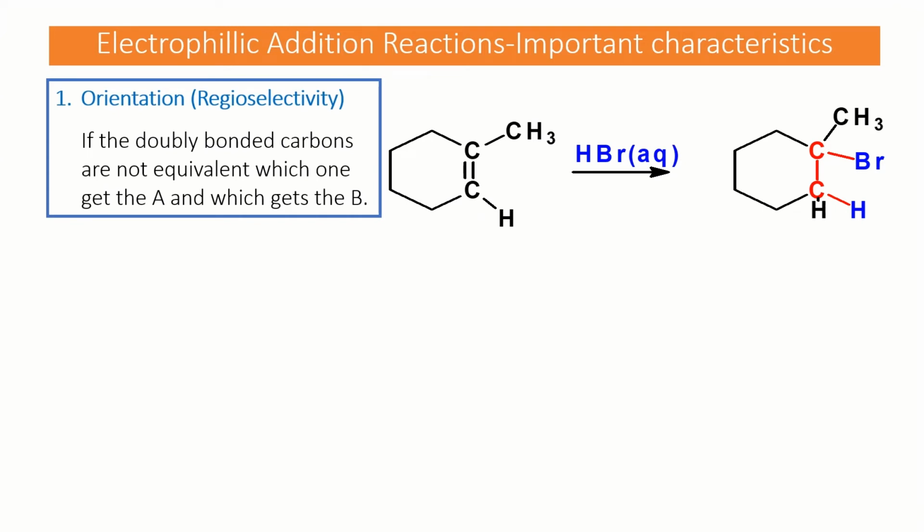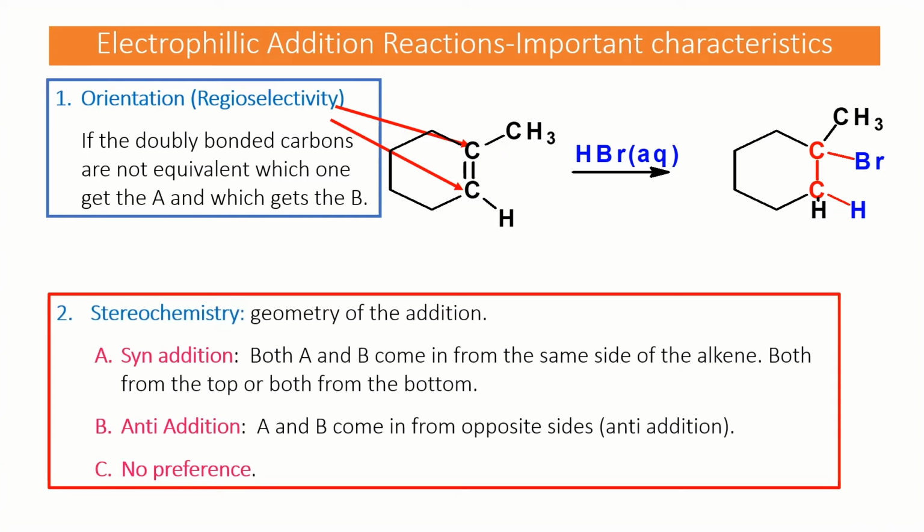The selectivity, i.e. the orientation of how this hydrogen bromide adds to the double bond, can be seen in this illustration, where the bromine is located on the more substituted carbon. The mechanism itself can be syn or anti, or we can have a case where there's no preference.